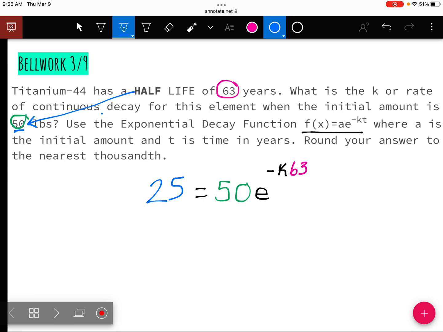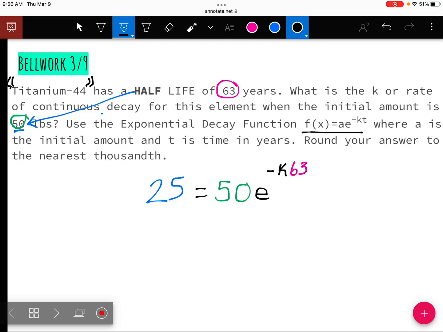We are asked to find k. We've plugged in all the pieces that we have. A very, very common mistake is trying to work the 44 in. 44 is the name. Titanium 44 is like saying Bobby Jr. or Richard III. Titanium 44, it's part of the name. The 44 is not a number that works into the problem.